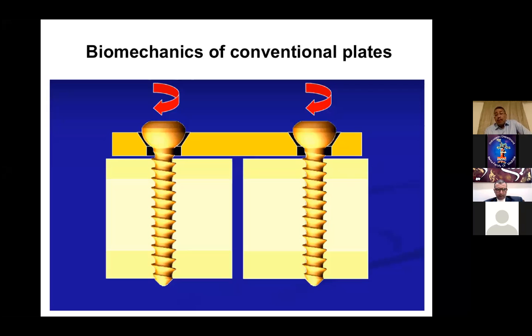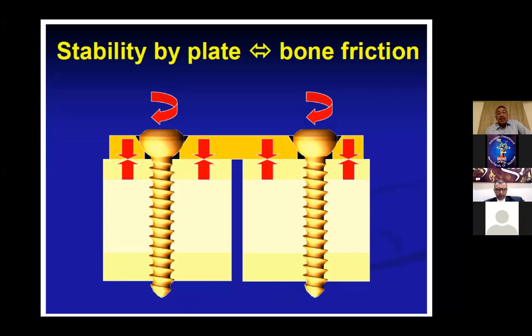If we know the biomechanics of conventional plates, we will know why they cannot be safely used in minimal invasive plating techniques. These plates depend on friction. They get stability by friction to the bone. So the plate should be in contact with the bone, not to have any space between the plate and the bone. So the plate-bone interface here is stable by the screws.